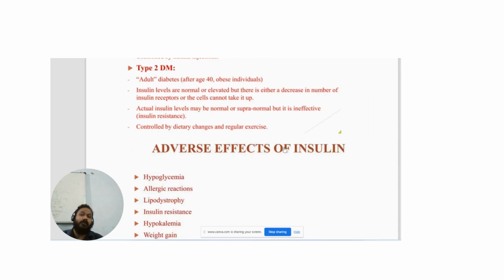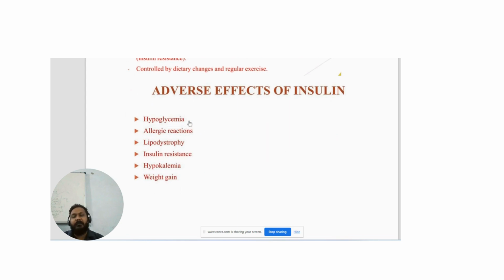Now the adverse effects of insulin. Hypoglycemia is a condition of low sugar level in the blood, allergic reactions, and lipodystrophy. Insulin resistance is a condition in which the insulin is not able to bind with the receptor, and insulin actually opens the glucose channel for entry of glucose so that oxidation can take place. And next is hypokalemia. It's a condition of low potassium level in the blood, and due to diabetes the patient gains weight. So it's a common symptom of diabetes.